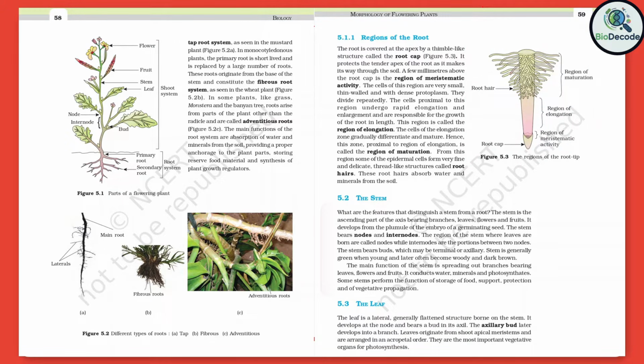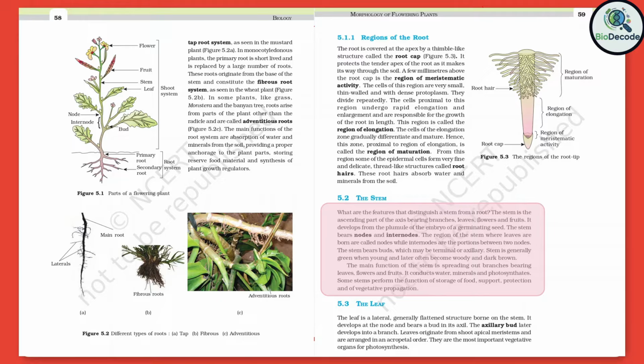The stem. What are the features that distinguish a stem from a root? The stem is the ascending part of the axis, bearing branches, leaves, flowers, and fruits. It develops from the plumule of the embryo of a germinating seed. The stem bears nodes and internodes. The region of the stem where leaves are borne are called nodes, while internodes are the portions between two nodes.